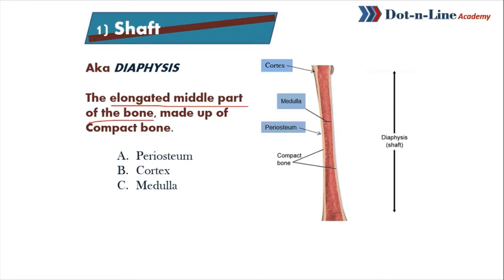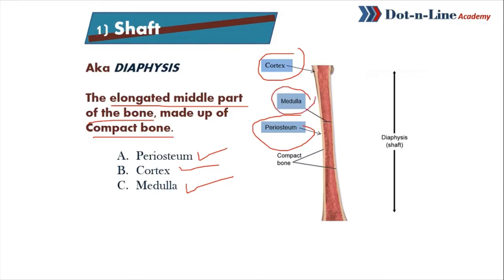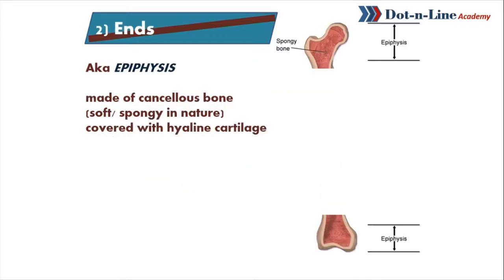It is made up of compact bone. The diaphysis is made up of compact bone, so it is hard. There are three parts in the diaphysis: periosteum, cortex and medulla. Periosteum is the outermost part, cortex is just inside the periosteum, and medulla is the inner part. You can relate these two terms, cortex and medulla, from the brain's cortex and medulla and the kidney's cortex and medulla. These are the same words. Cortex means outside and medulla means at the middle.